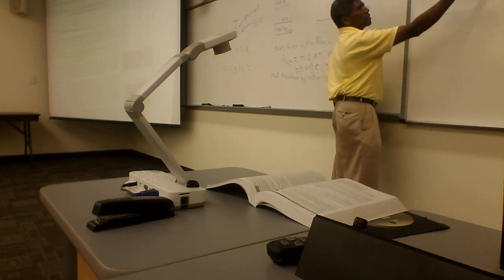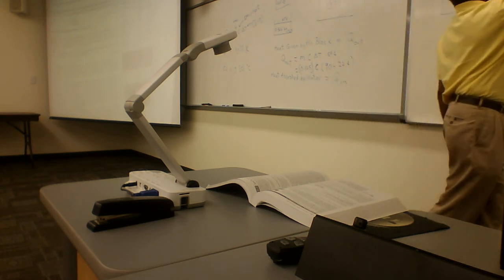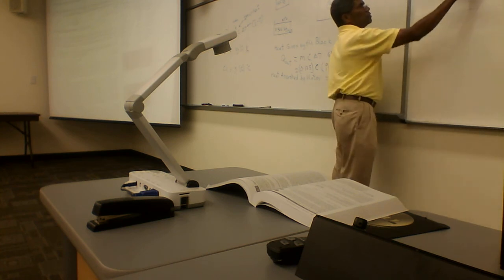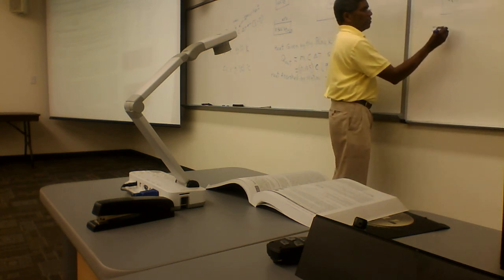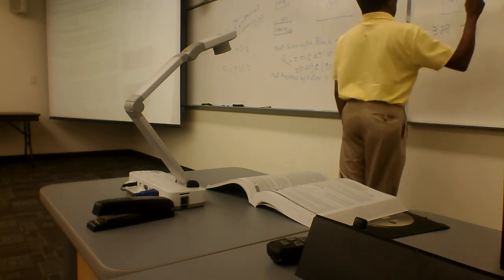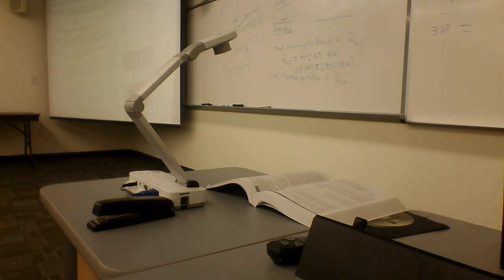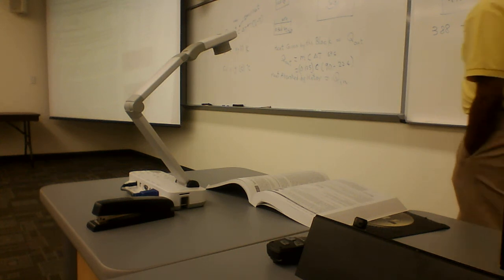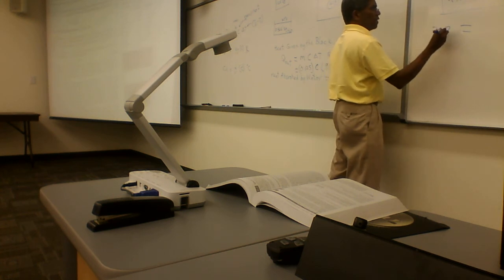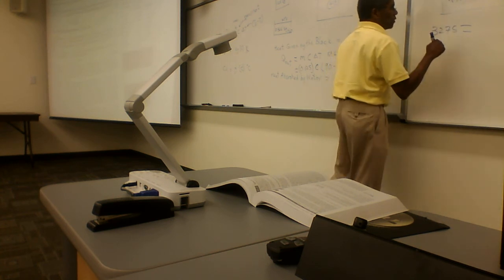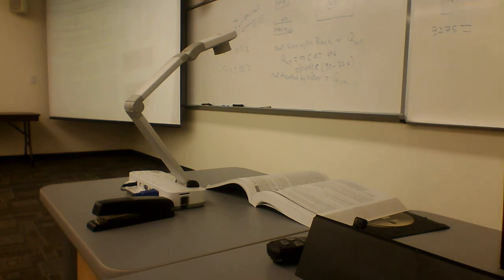Q in is whatever this number. Can somebody work this out and tell me what that is? 388? Okay. That is equal to, so what will be the units of this? Q in, yeah. That's just a bigger number. 3275. Okay, 3270. What will be the units of this figure?